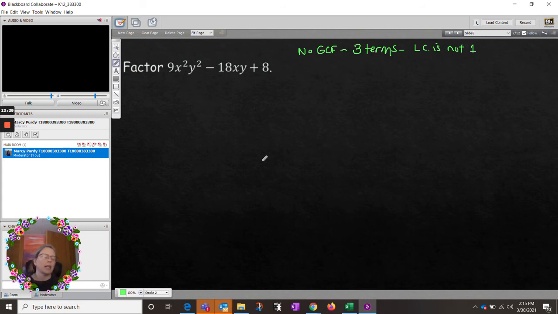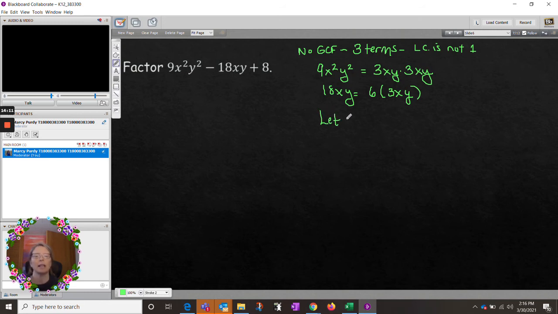Or you can use that neat little pattern we talked about today, as long as the first term is a perfect square and the second term can be written as a product of the perfect square factor and another number. So let's check it out. 9x squared y squared is a perfect square because it's 3xy times 3xy. And 18xy can be written as 6 times 3xy.